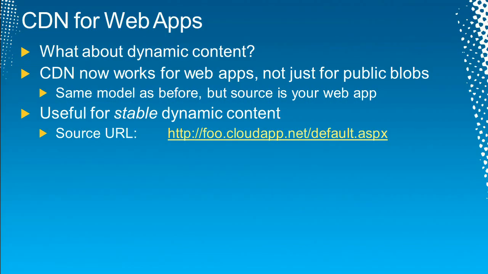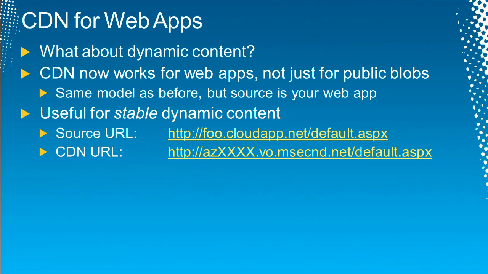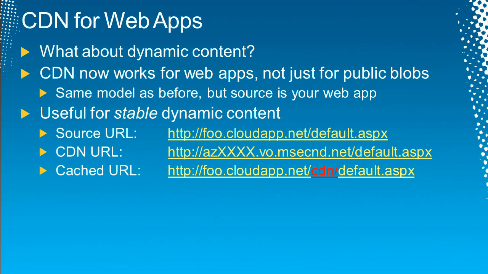You have your web app with its source URL, and then you have the CDN URL that points at the same thing, and it'll be served from the cache, except instead of going to blob storage, the point of presence will turn around and go to your web app to get the content. Except it doesn't get it from exactly the same URL that your customer would visit. We actually have you insert this little CDN prefix in there. And people have told us that that's kind of annoying, so we'll work on getting rid of the need to have that. But today, that's how that CDN thing works.